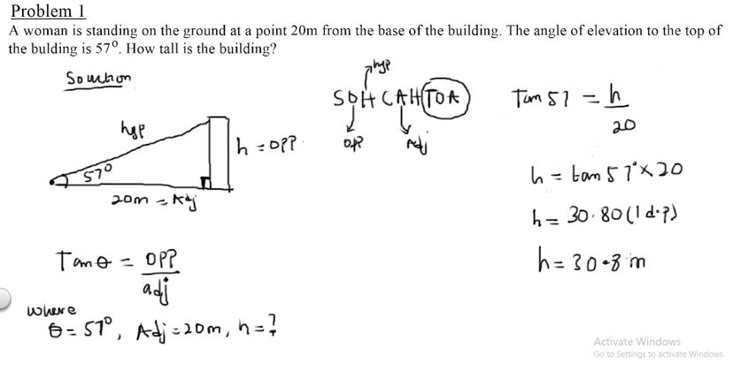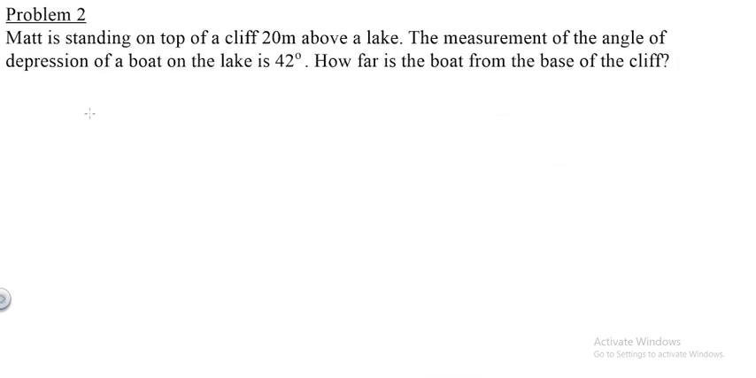Always remember to write the units when you finish solving. Let's look at another question. For question 2, we are told that Matt is standing on top of a cliff 20 meters above a lake. The measurement of the angle of depression of a boat on the lake is 42 degrees. How far is the boat from the base of the cliff?